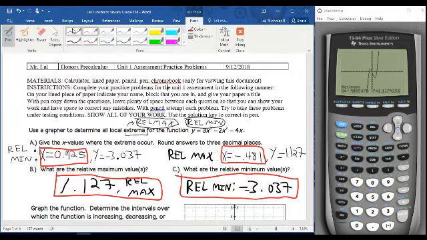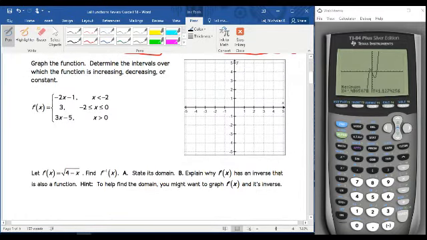Let's move on to problem 2. All right, graph the function, determine the intervals over which the function is increasing, decreasing, or constant. So we have f of x is equal to negative 2x minus 1 when x is less than negative 2. So let's graph negative 2x minus 1 first. Let's graph this in black. Remember, this is only when x is less than negative 2. So it's going to be on this interval right here.